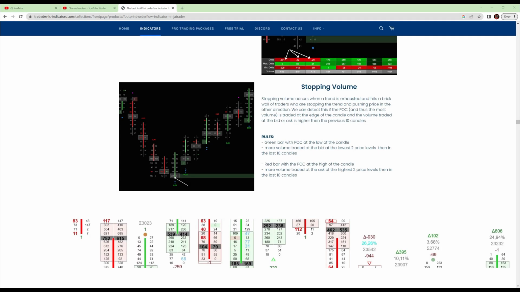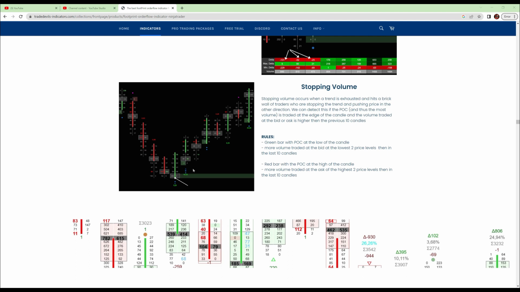Stopping volume. Now, stopping volume occurs when a trend is exhausted and it hits a brick wall of traders that are making an effort to push the market in the opposite direction. It would make sense, right, based on the naming. Now, we give it some conditional rules.